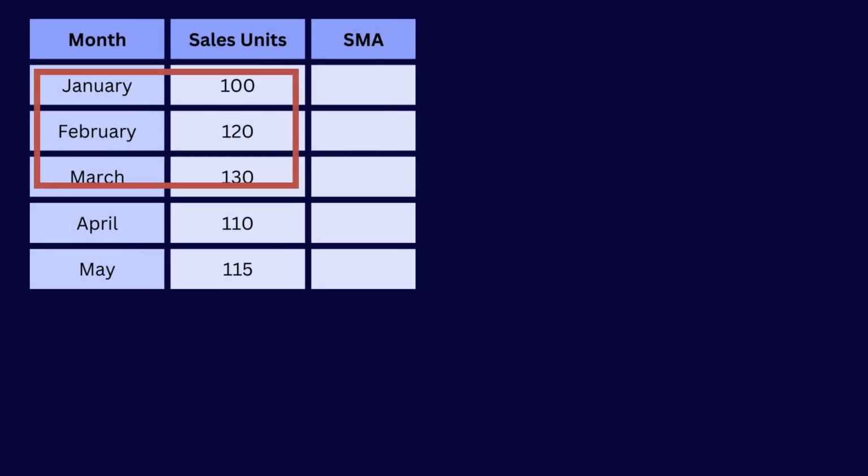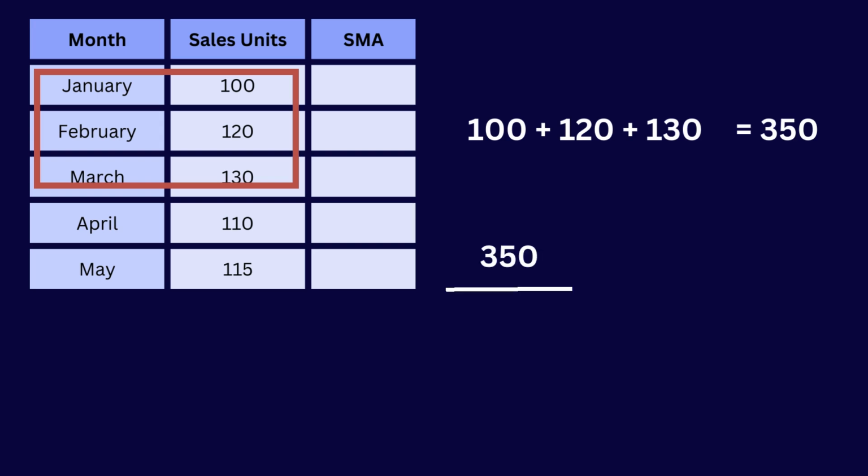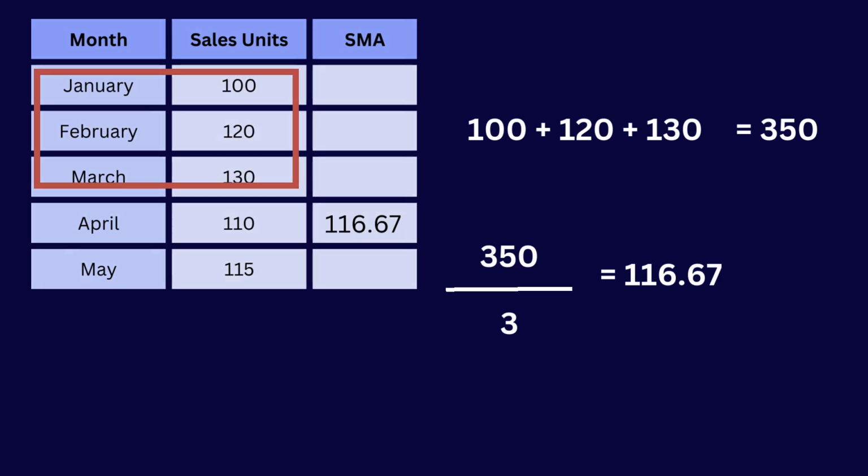For January, we have 100 units, for February, we have 120 units, and for March, 130 units. Add these together, then you will get 350. Now divide by the number of months, which is 3. So 350 divided by 3 equals 116.67. So the 3-month simple moving average for April is 116.67 units. This value helps us to see smooth trends of sales up to April.